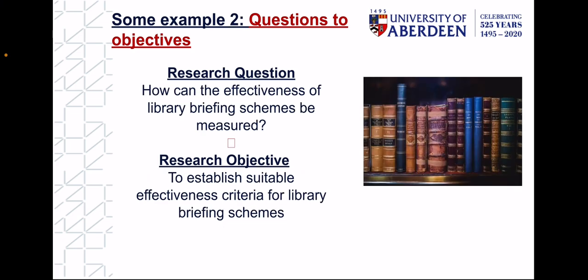A second example. Research question: how can the effectiveness of a library briefing scheme be measured? Or how can the effectiveness of library briefing schemes be measured? Now, the objective here is to establish suitable effectiveness criteria for library briefing schemes. Is there any relationship here? Do you see any similarities? The same applies to the previous example. The research question is in a question format. The objective sets out what you want to achieve.